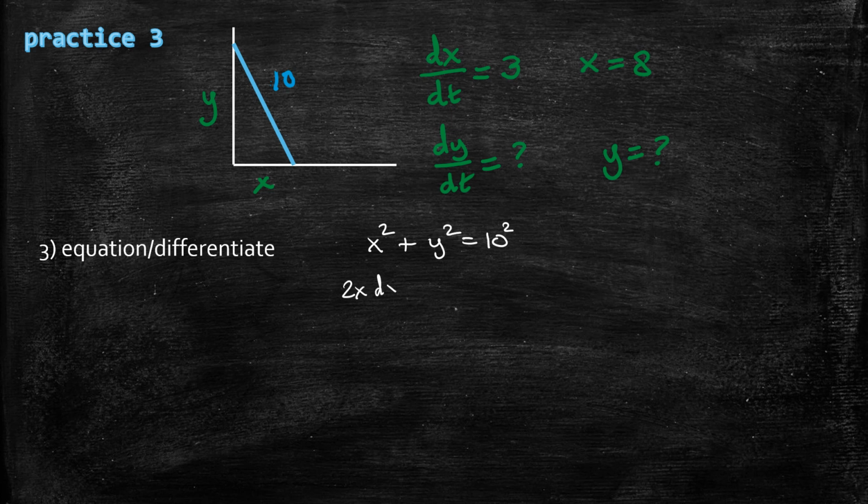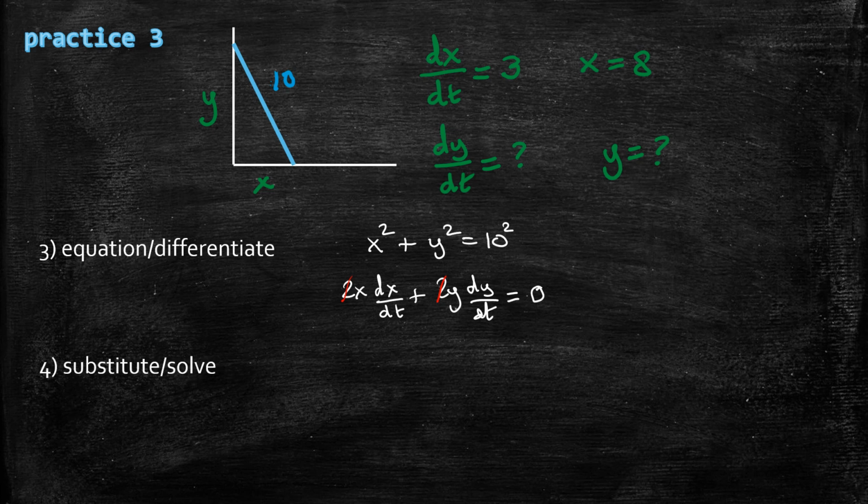This should feel very familiar now: 2x dx/dt plus 2y dy/dt. Now be careful here, the derivative of 10 squared, or 100, is just 0, so that's gone. And while we're at it, we could also divide through by 2, so we could cross those out. Might make the math a little easier. And then the last step is to substitute and solve.